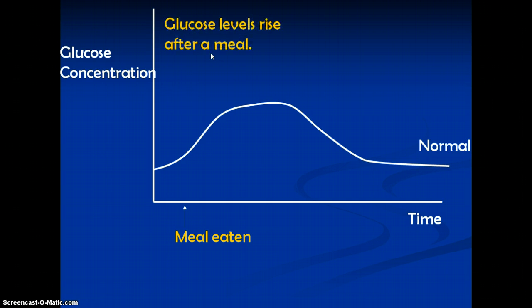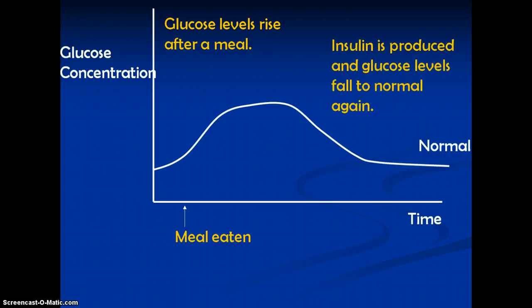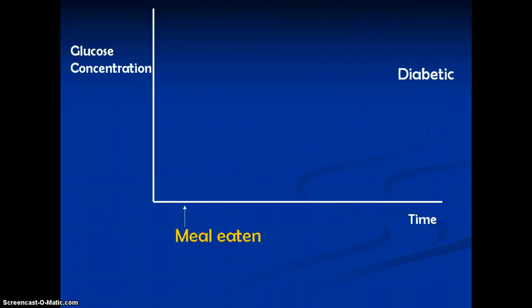The glucose levels naturally rise after a meal. This makes a lot of sense, but because we have that insulin, we can take any excess glucose that's in our bloodstream and store it in our liver as glycogen, right? It's all good. Insulin's produced, glucose levels fall to normal again. That's one of those negative feedback things.